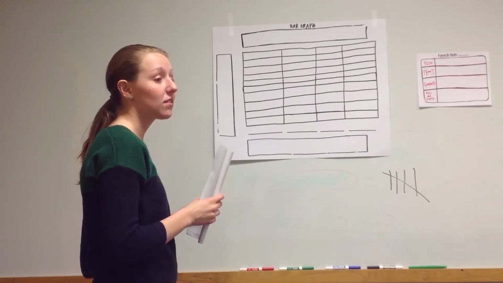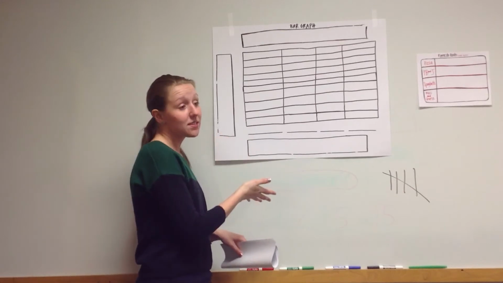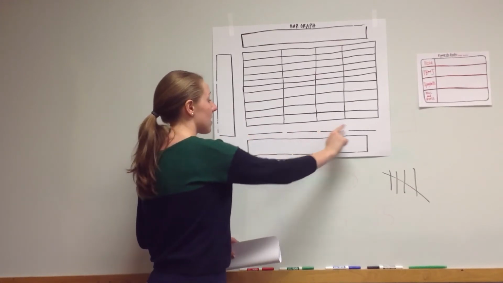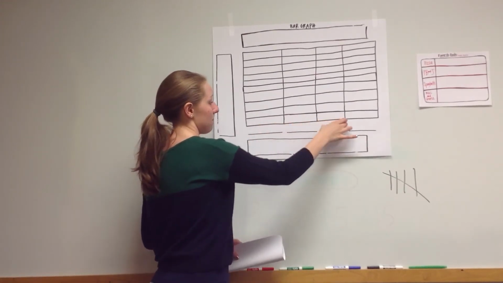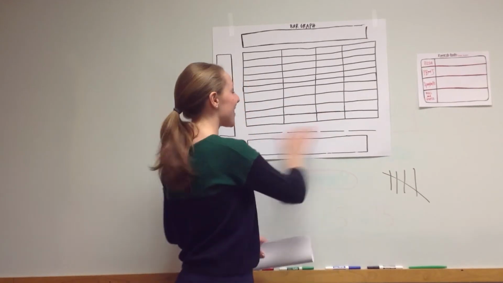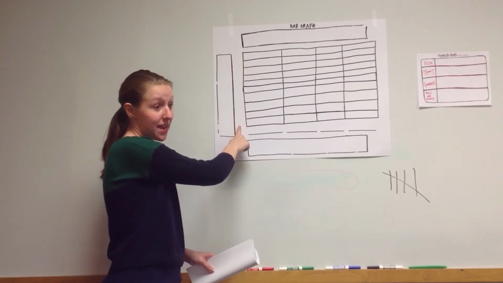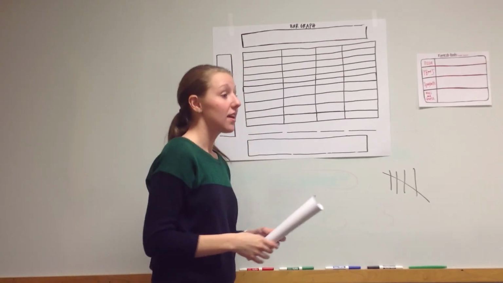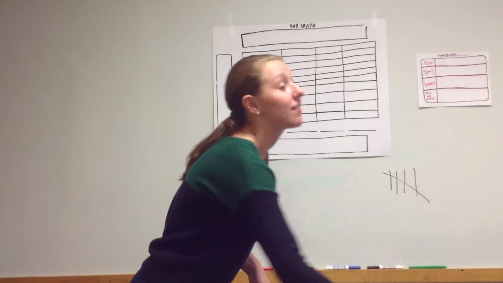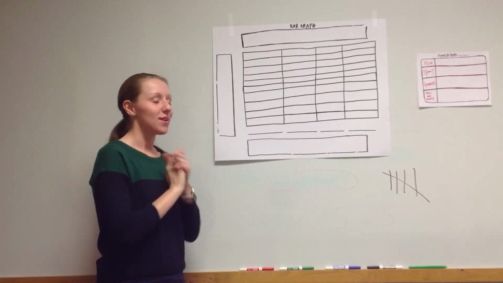Couldn't they go at the bottom too, though? They could, but for this purpose, we're going to have our categories across the bottom. So we're going to have our scale going up and down. Okay. Does that sound good? What else do we need? Jill. Categories. Perfect. Yes, perfect.